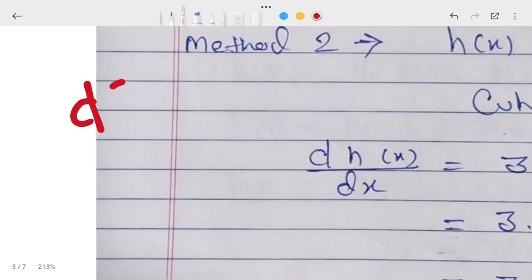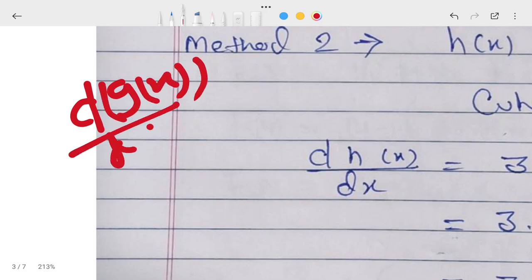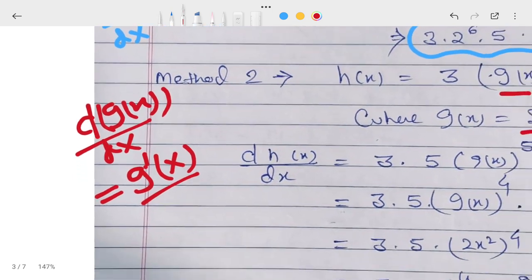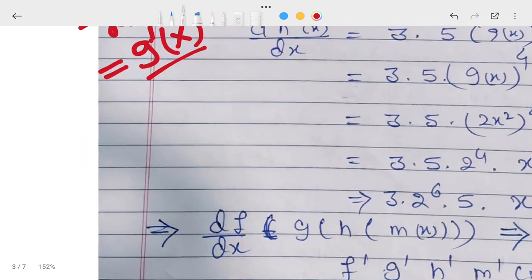Okay, so if you want to differentiate any function, suppose I want to differentiate g of x with respect to x. So what is the meaning of this? I can write g dash x. This is the meaning of this. Means I am differentiating this g. Okay, that is the meaning of this. This is another notation.